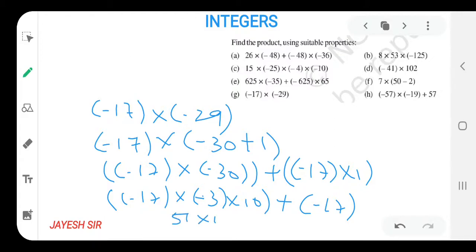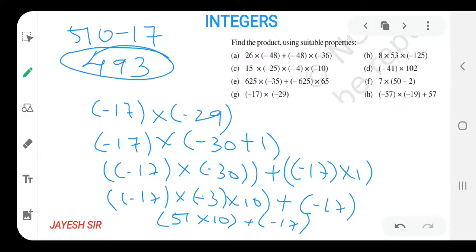51 into 10. From where the 15 come, minus 17 into minus 3, we have got 51 plus minus 17. Now I am solving here. Now 51 tens are, we all know, 510, and minus 17, we all know how to just subtract it. So our answer would be 493. I hope you all might be getting it, and that's very easy, friends.